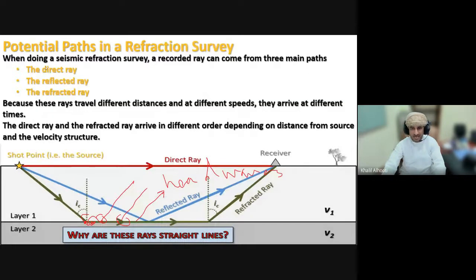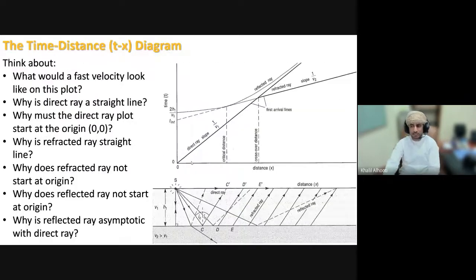So here I'm considering only the direct P wave. There are going to be also S wave reflection, S wave refraction, S wave direct as well as P wave direct, but let's only consider the P wave, not the S wave. The energy travels straight away, and the direct energy will be shown as a straight line. When the source and receiver are exactly at the same point, the direct ray will arrive at the receiver at zero time, or a very small time, because the source and receiver are on top of each other. So the direct ray always goes through the origin.